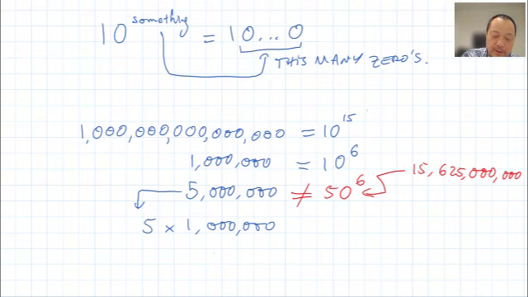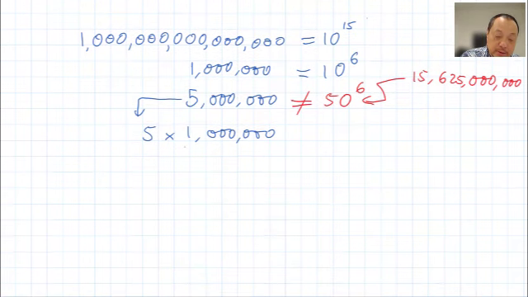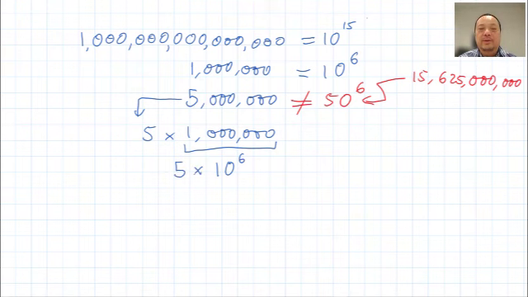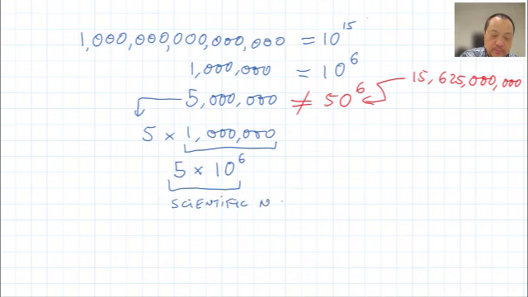And I know what 1 million is. 1 million is 10 to the 6th. And therefore, 5 million is 5 times 10 to the 6th. This way of writing a number is called scientific notation. The reason why we use this is because it tells people very quickly that we're looking at a number in the range of 10 to the power 6, in the range of 1 followed by 6 zeros.